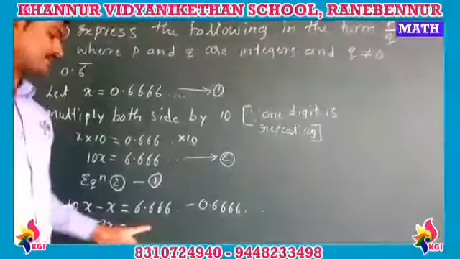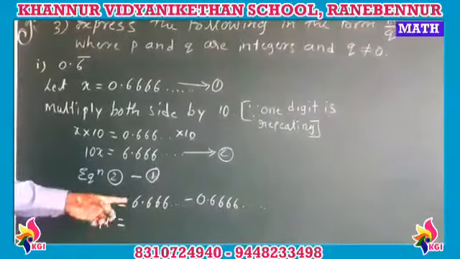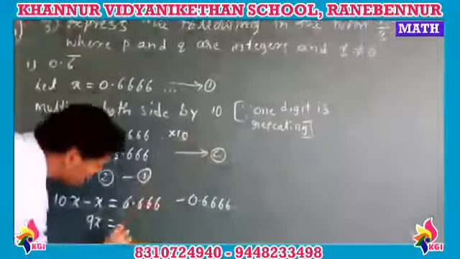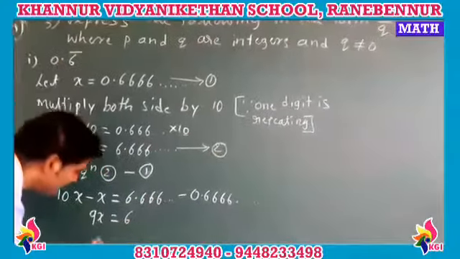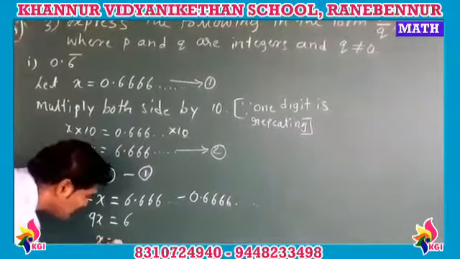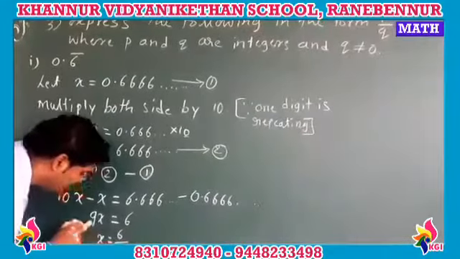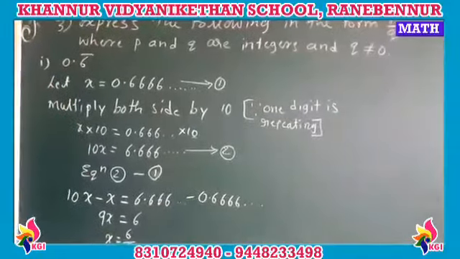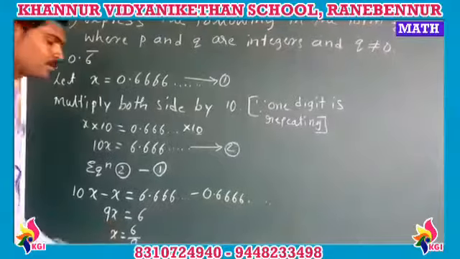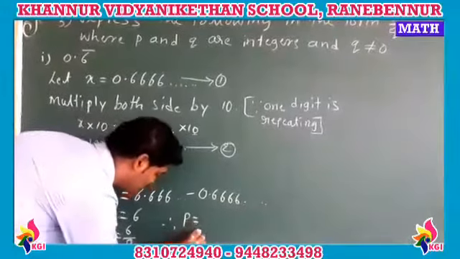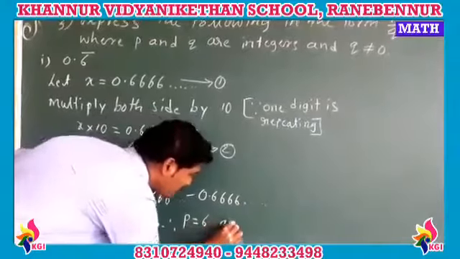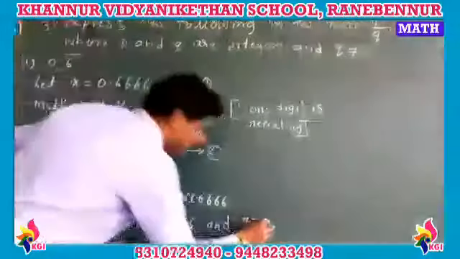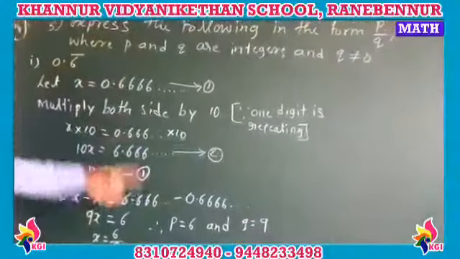Here, when I subtract 0.666 from 6.666, just 6 I am going to get, correct, children? So then x is equal to 6 divided by 9, as 9 will go to the denominator. Now this value has come in the rational form. Therefore P is equal to 6 and Q is equal to 9. We have shown it in the form of P by Q, children.